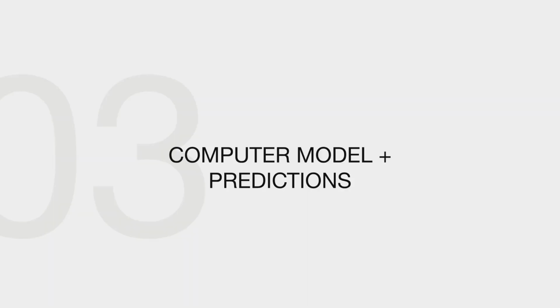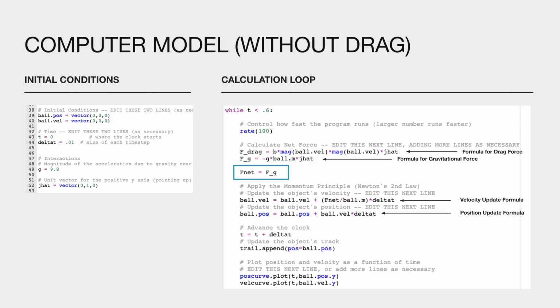Moving on are the computer models and predictions through GlowScript. Here on the left, you can see that I used the initial position, velocity, and time from before. This is used to set the initial conditions for the code. On the right is the calculation while loop, which runs for as long as t is less than 0.6 seconds. I've included the variables f_drag and f_g and their corresponding formulas for the forces present. Beneath is f_net, which is set equal to f_g because we are neglecting drag for this model. Finally, underneath are the velocity and position update formulas that were introduced earlier.